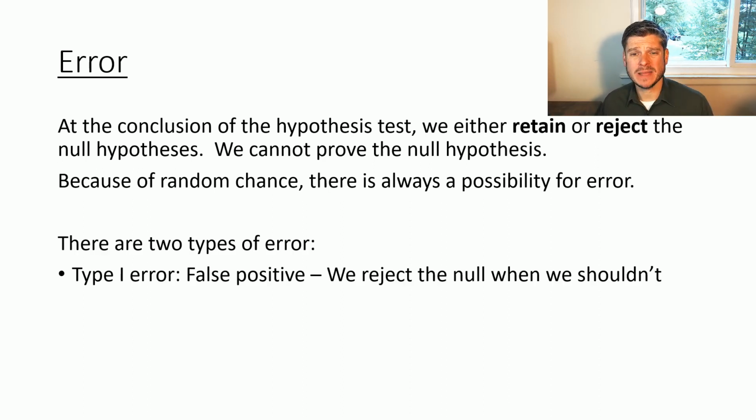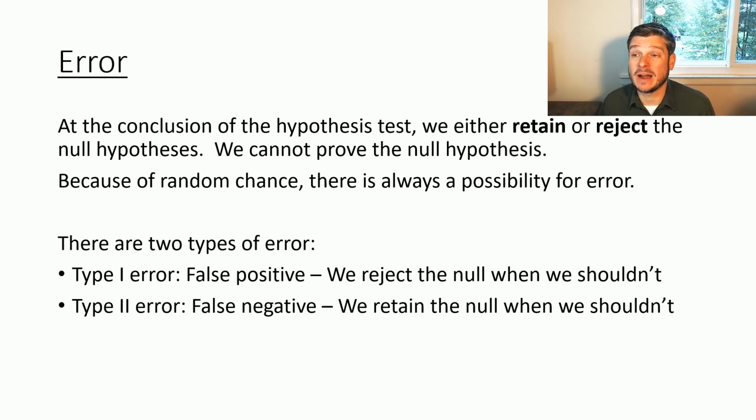There's a type 1 error and this is our typical false positive. We rejected the null when we shouldn't. Basically, the data we collected was extreme, but it was extreme due to random chance, and we probably shouldn't have actually rejected our null, but we did. So it's a false positive.